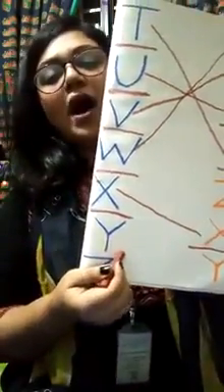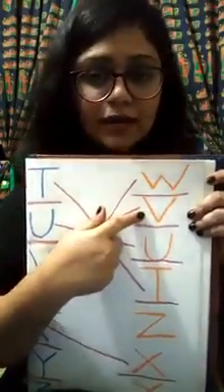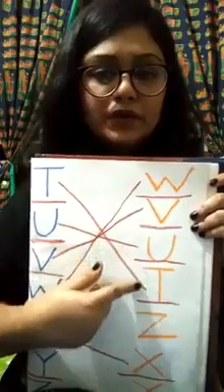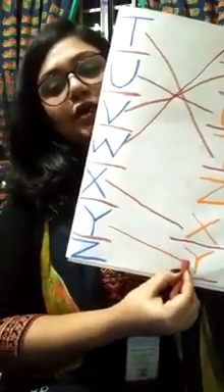Okay. After X comes Y. Y for yo-yo. Yo-yo is a toy. Okay, let's find the Y here. Is this Y? No. Is this Y? No. This is T. Is this Y? No. This is X. Is this Y? Yes. This is Y. Let's join them.